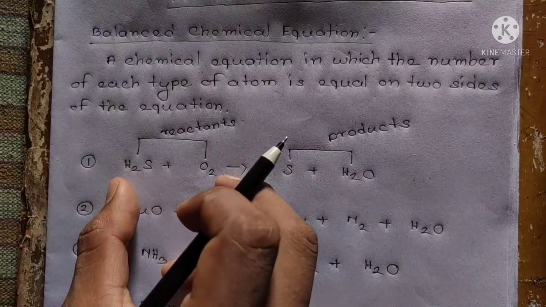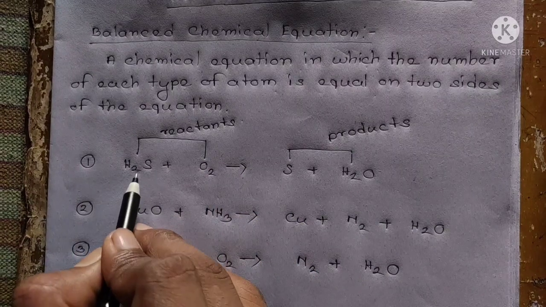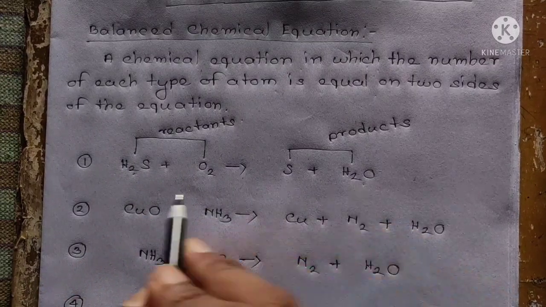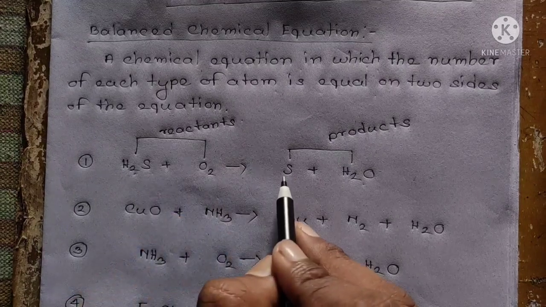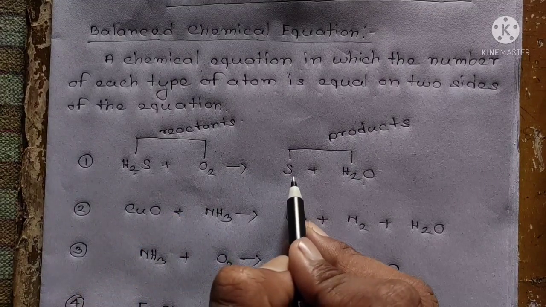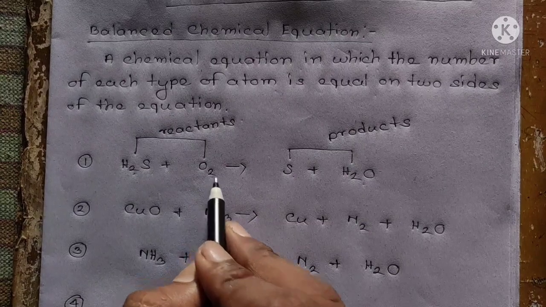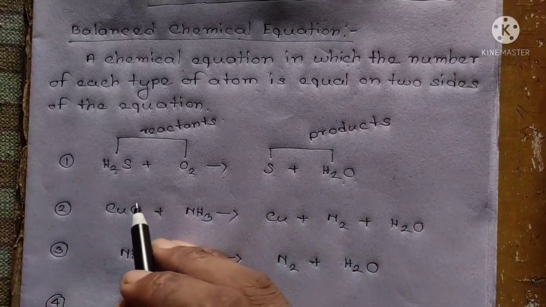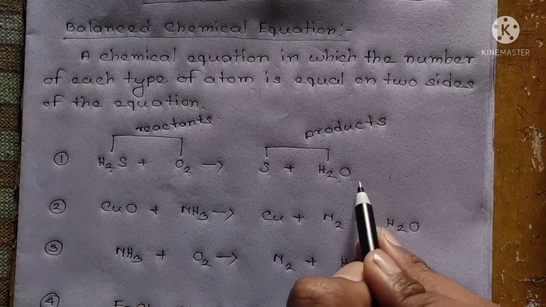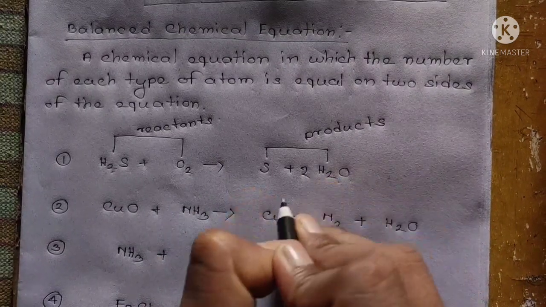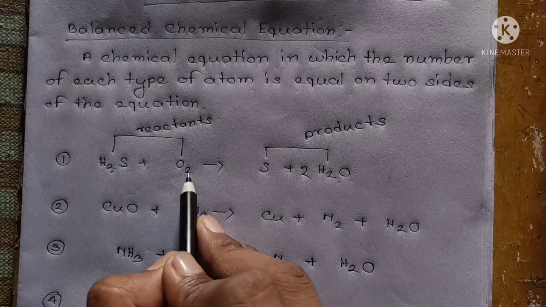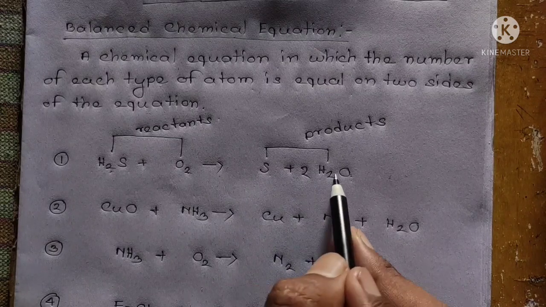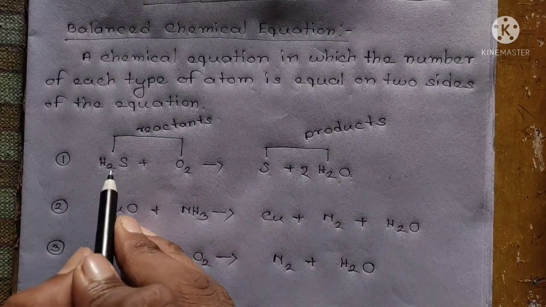In the left hand side of the equation we have two hydrogen, right? H2 means two hydrogen, and in the right hand side also two hydrogen, so it is equal. Sulfur is 1 and here also 1, so it is also equal. But oxygen, here it is 2 and here it is 1. So we make this oxygen 2 by multiplying it by 2, right? Now oxygen is 2 on both sides, but the hydrogen becomes 4. 2 into 2H2 means 4 hydrogen, so we have to make it 4.